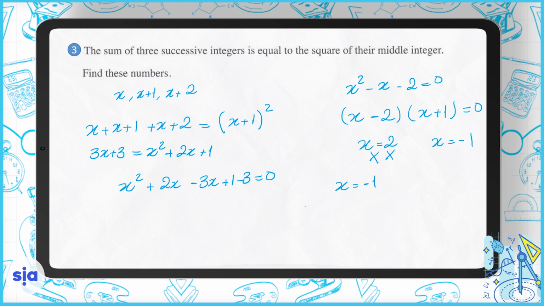If you want to double check, the sum of the numbers negative 1 and 0 and 1, if you add them all together, it is 0, which is equal to the middle term squared, which is also 0. So the numbers are negative 1, 0, and 1.